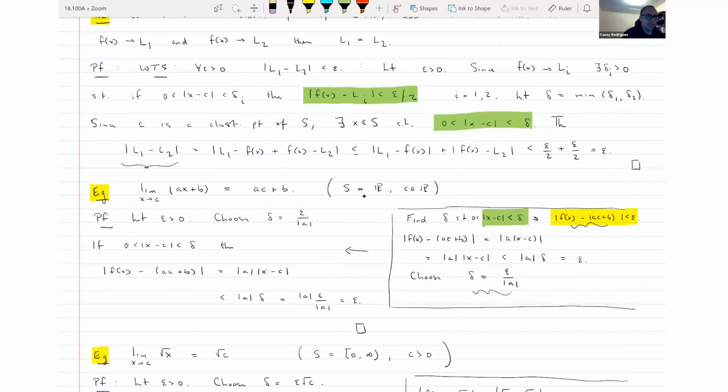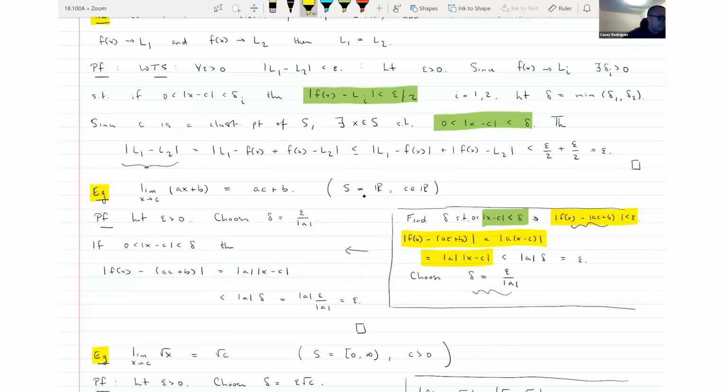So start with that thing that you want to ensure is small, f of x minus ac plus b, and start computing. And when you compute it, you get what we got here in the second bit of yellow, okay? And we're assuming that the absolute value of x minus c is less than delta, all right? We're trying to choose delta so that what's in green implies what's in yellow, okay? So far, we haven't chosen delta. We just know that the absolute value of x minus c will be less than delta. And we want to choose delta so that that implies what's in yellow after the arrow there.